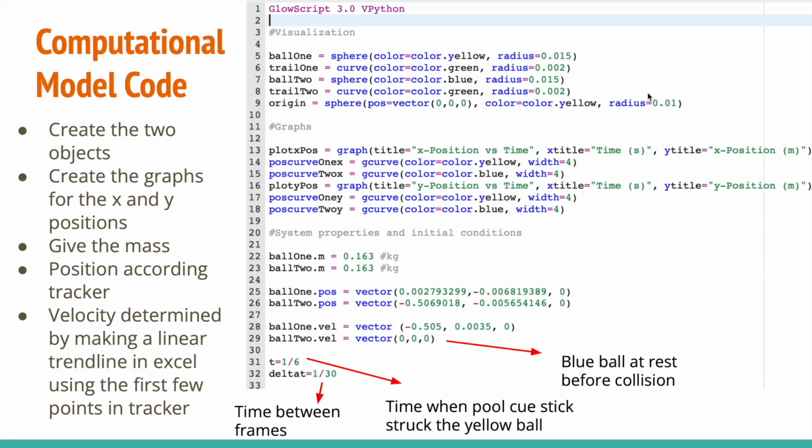For my code, I first created two objects using this code here. Then I created the graphs for the x and y positions here. I gave the mass in kilograms and used the position given by the tracker here. I determined the initial velocity of the yellow ball by creating a linear trend line in Excel using the first few points after the ball is struck by the pool stick. The blue ball, of course, is at rest before the collision happens.